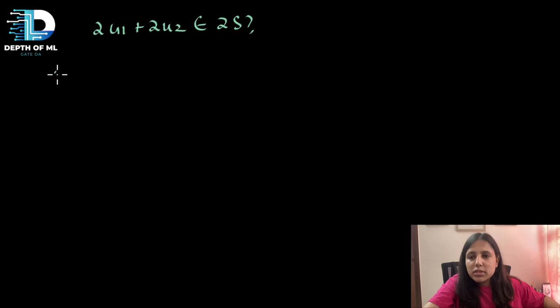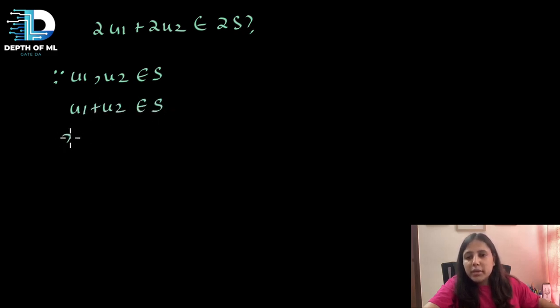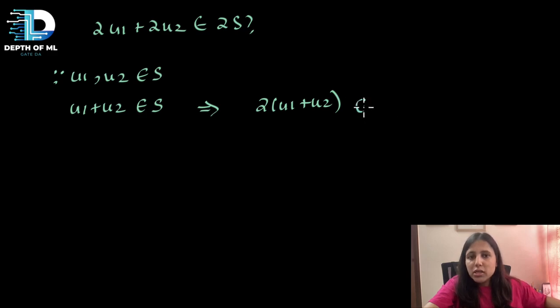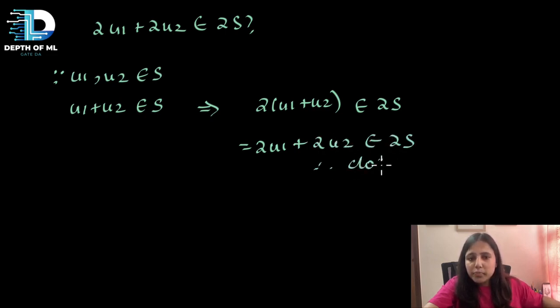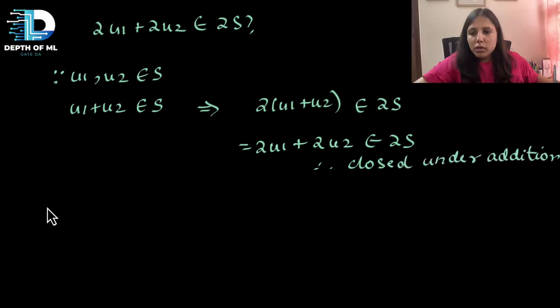So I know that since u1, u2 belong to S, then u1 plus u2 belong to S, right? So when I take 2S, it means 2 times u1 plus u2. So this vector u1, u2 which was there in S became 2 u1 plus u2 in 2S, right? So this belongs to 2S. This is nothing but 2 u1 plus 2 u2 belongs to 2S, right? Therefore closed under addition. Now we have to check whether this is closed under scalar multiplication.